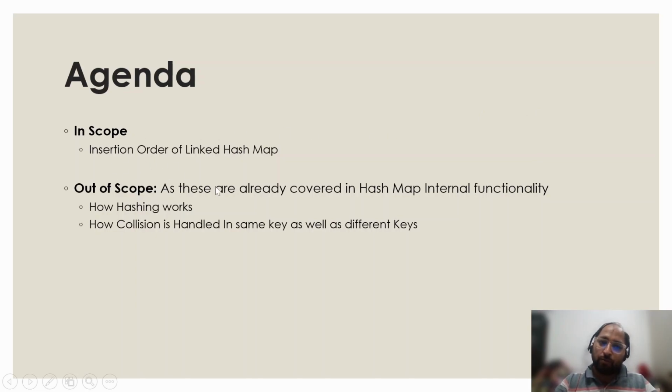So we have covered most of the things in the hash map internal working. So the only part that we are going to cover is the insertion order, how linked hash map is able to maintain the insertion order. What is out of scope is how the hash code is generated with respect to the key, and how collision is handled in case of the same key or different keys generating the same hash code. This is what we are not going to cover in the current lecture, because it is already covered in the hash map internal working. In case you are not aware, you can check out that video, right? So without further delay, let us jump into the discussion, right?